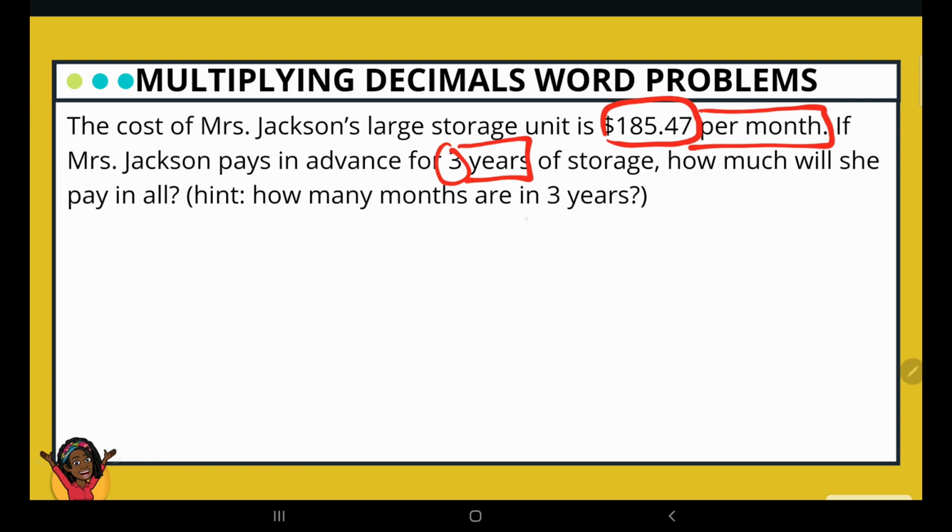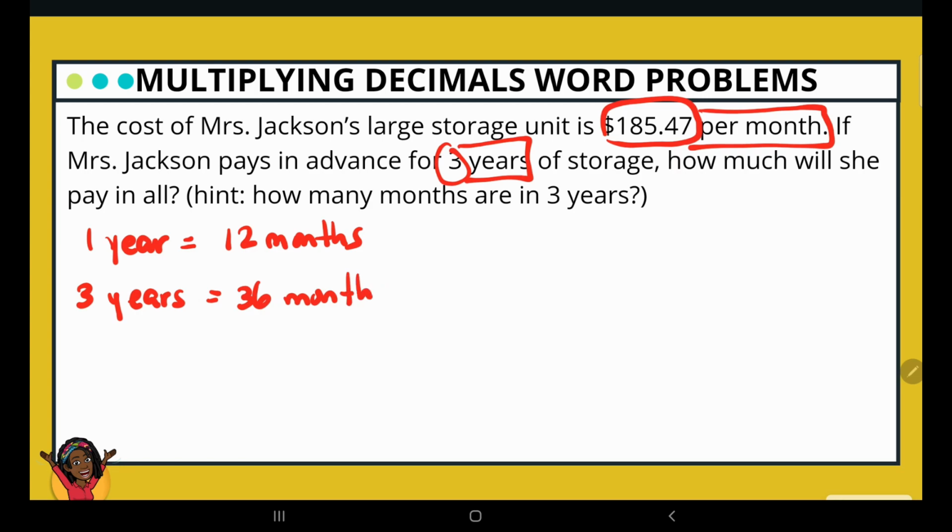So we know that 1 year is equal to 12 months. Therefore, 3 years will be equal to 36 months. How do we get that? Multiplication, repeated addition, either of those would work. So 12 for the first year plus another 12 for the second year would be 24, plus another 12 for the third year would be 36, or 3 times 12 is 36.